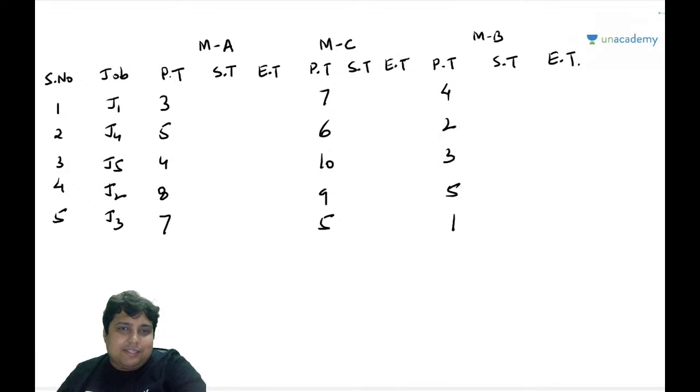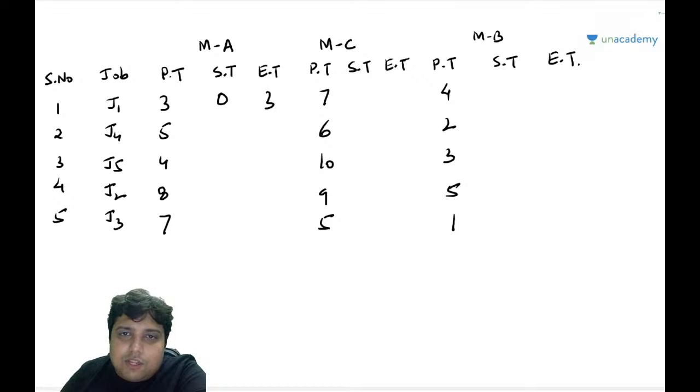So guys, these are the processing times. I have written all the processing times. So now I will be starting the jobs. Job 1 will start on machine A at 0. Processing time is 3, so the end time will be 3. Then job 1 will go to machine C. Start time will be 3, end time will be 10. Then start time will be 10, end time will be 14.